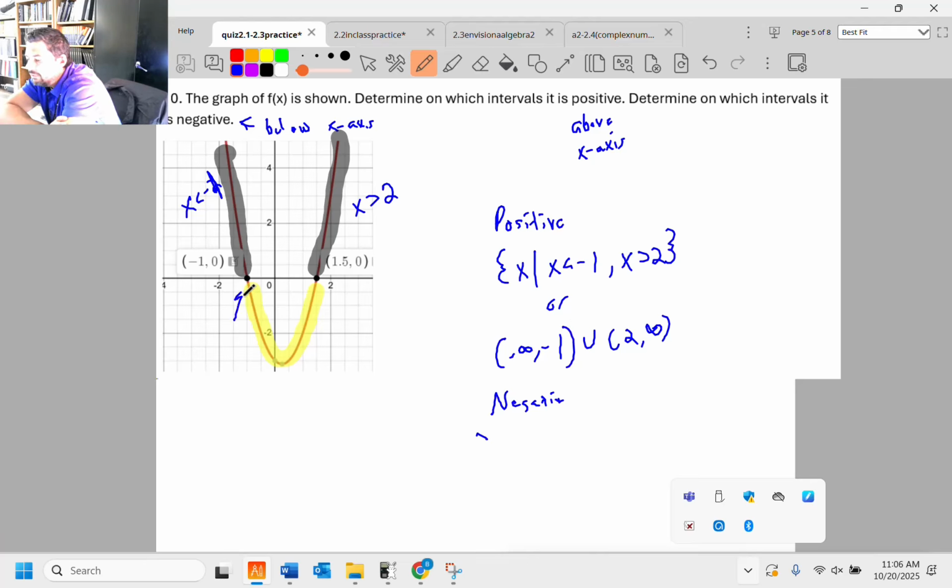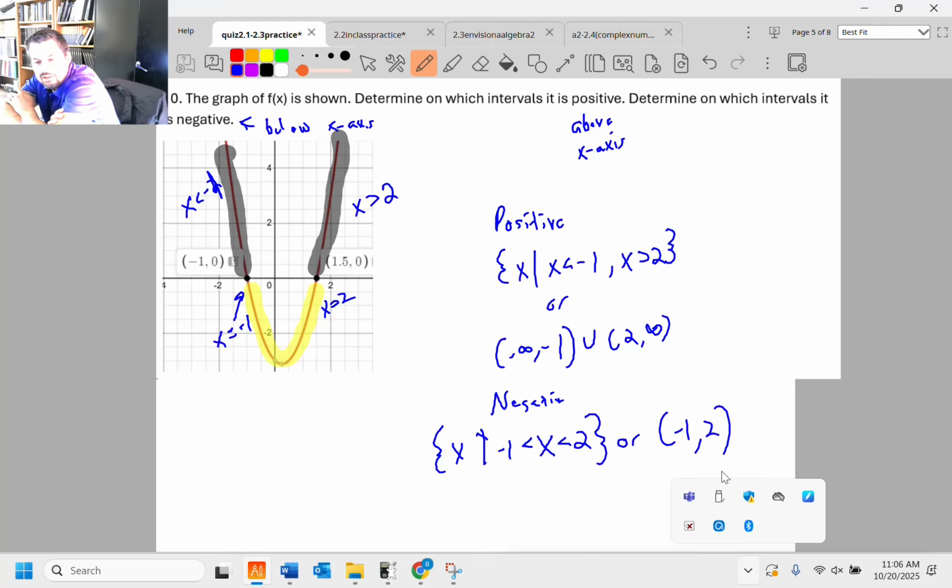This happens right here when x is negative 1 and between x being 2. So we're negative as long as x is literally stuck between negative 1 and 2. So if I like my set builder notation, for all values of x such that x lies between negative 1 and 2, or, and most of you will probably use interval notation because it's just parentheses negative 1 comma 2 close parentheses. Interval notation is easier, but it doesn't specify what variable you're talking about. That's the only glitch, I guess you'd say, that interval notation has. It's somewhat vague.